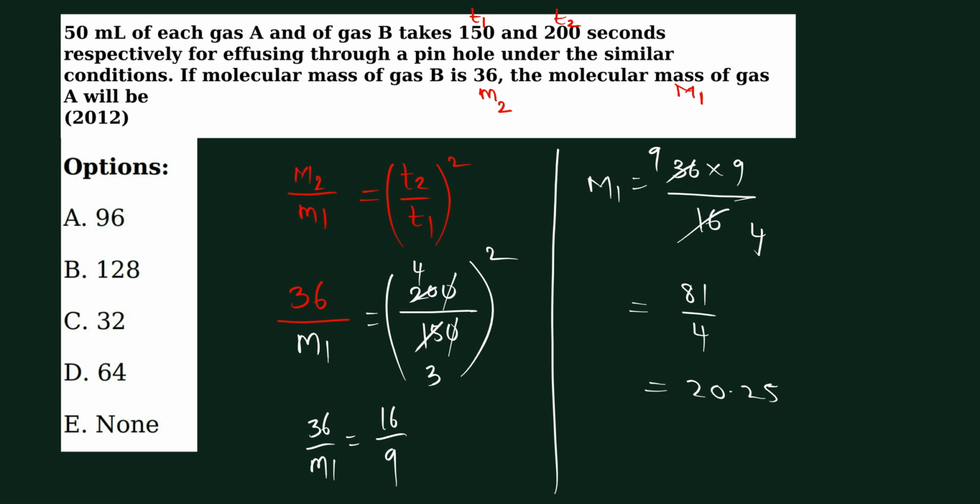So 4 by 3 whole square means 4 square is 16 and 3 square is 9. So do the cross multiplication. Then M1 equals 36 into 9 by 16, right? Use the 4 table: 4 4s are 16, 4 9s are 36, 9 into 9 is 81. So 81 by 4, which we can write as 20.25. The molecular weight of A is how much here? 20.25 is not there in the options. The answer is none.